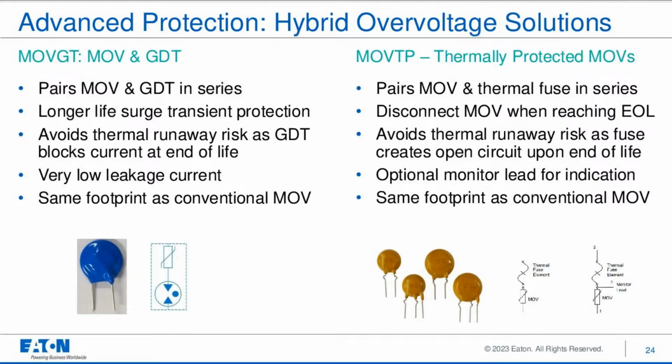To wrap up on MOVs, two hybrid solutions exist which address the issue of thermal runaway with conventional MOVs as they reach end of life. MOV-GT prolongs the life of the MOV by isolating it from low-level voltage spikes and noise in the circuit, whereas the MOV-TP has an integrated fuse in series to protect the MOV in the event of thermal runaway. These advanced solutions provide designers with enhanced flexibility, additional safety, and a way to reduce cost in the circuit.